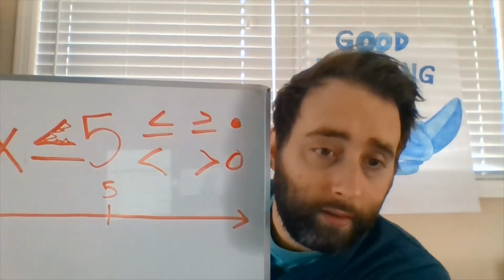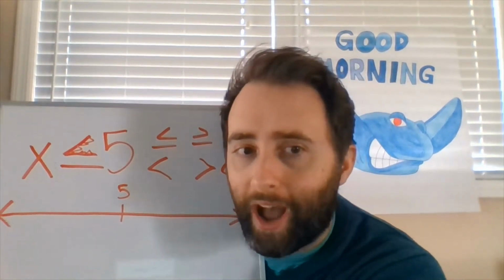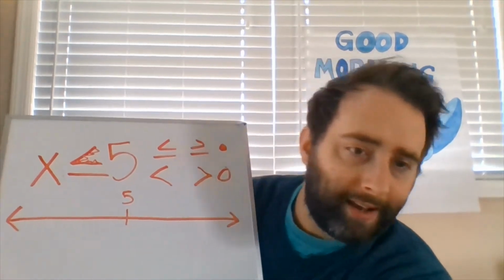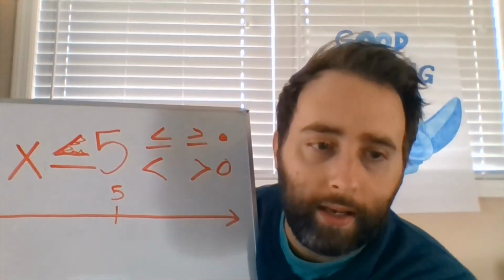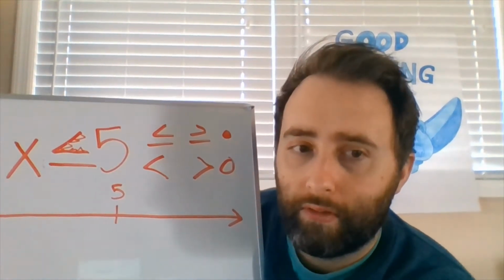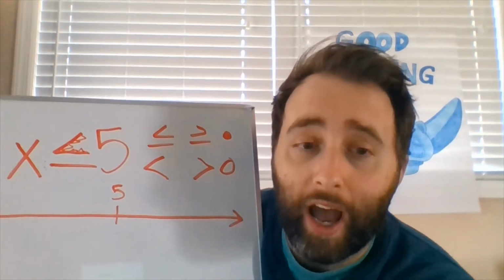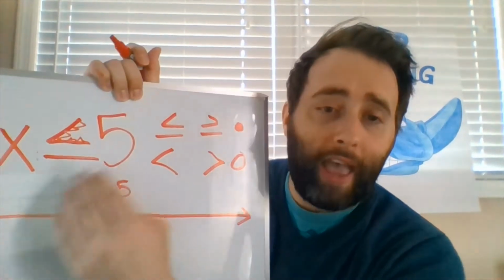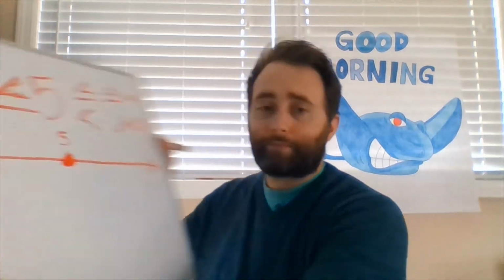But if it's just less than or greater than, it's open, because it can be everything up to 5, but not 5. It could be 4.9999999999, and that counts, but not 5, because it has to be less than 5. So for my example here, I have X is less than or equal to 5. So I'm going to put a, what kind of circle? Closed circle, very good. Yeah, so I have a closed circle.